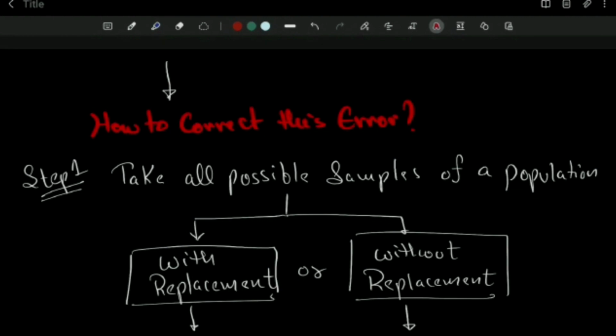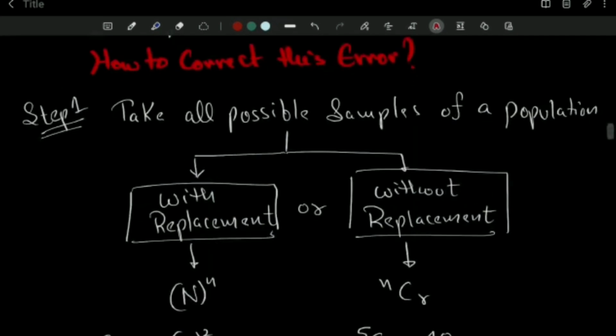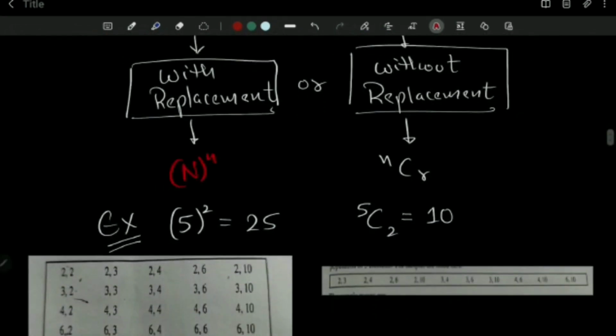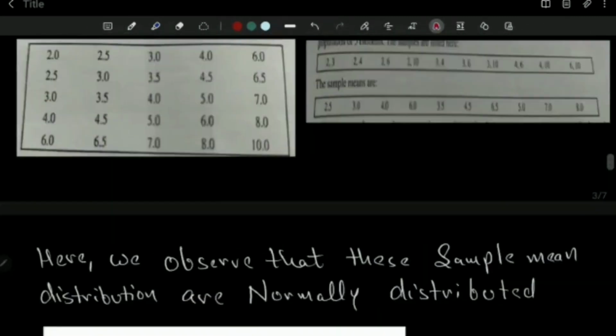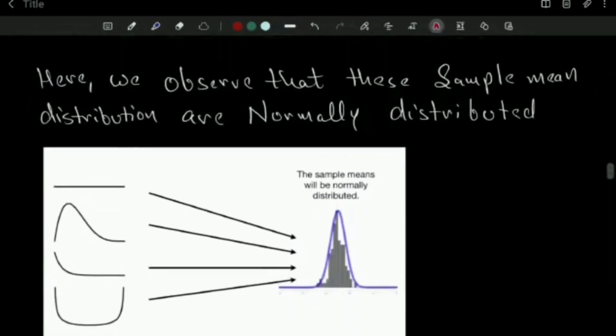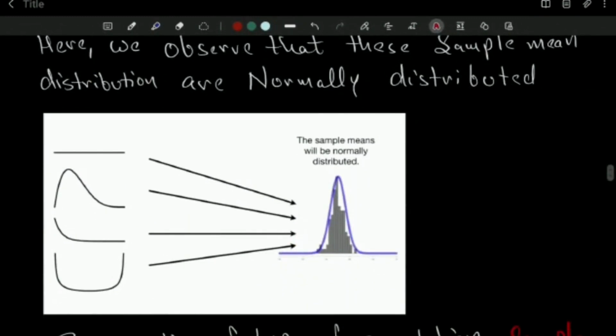For that, let's first try to understand the pattern of this difference, the pattern of this deviation between the population mean and the sample mean, that is, the parameter and the statistic. First we'll take all possible samples from a population with the help of these formulas under different circumstances, and after calculating the mean of all these samples, what we'll observe is that these means are normally distributed.